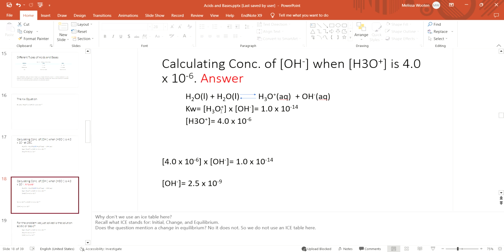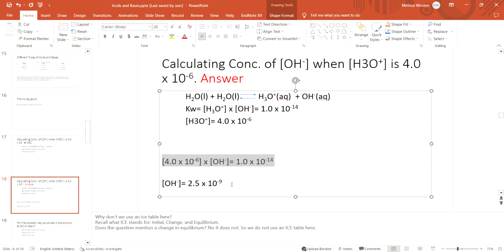You have the Kw expression, and you have the concentration of hydronium. You can plug your concentration of hydronium into that equation and then just solve for your OH minus. That's how you know you don't need an ICE table here, because you only have one unknown. And when you plug that in, you should get 2.5 times 10 to the negative 9th.